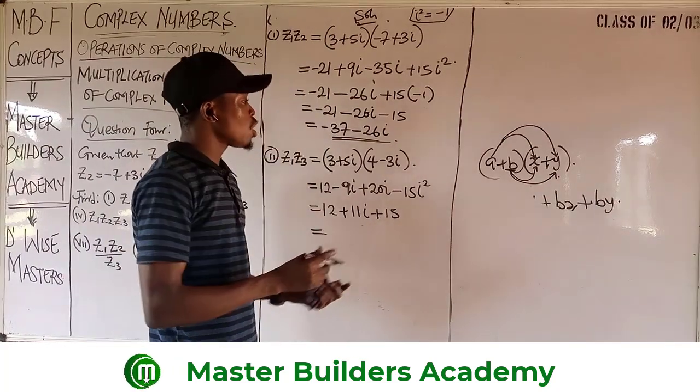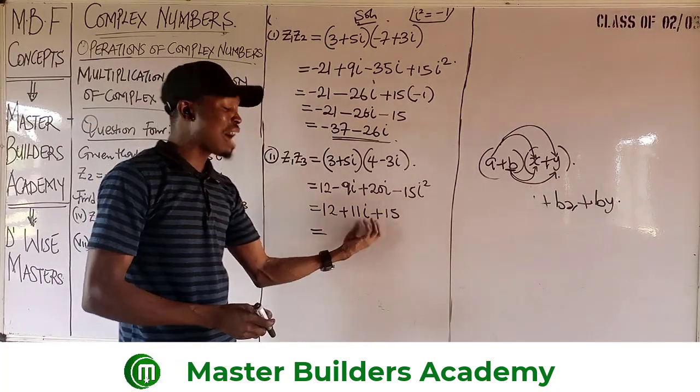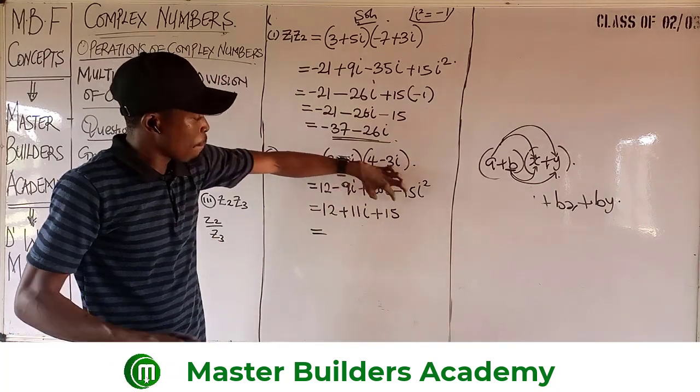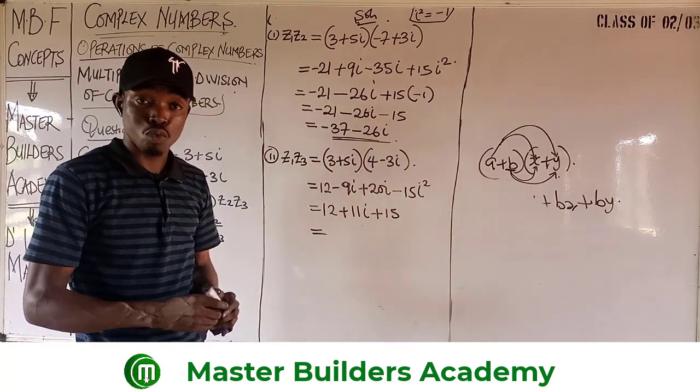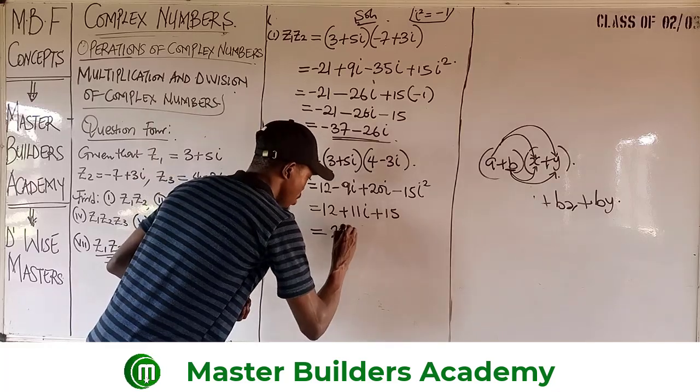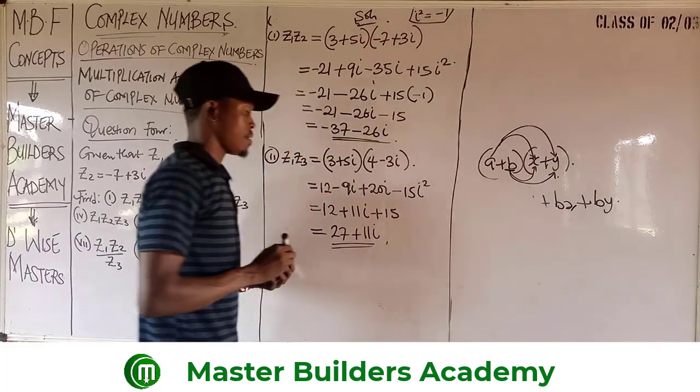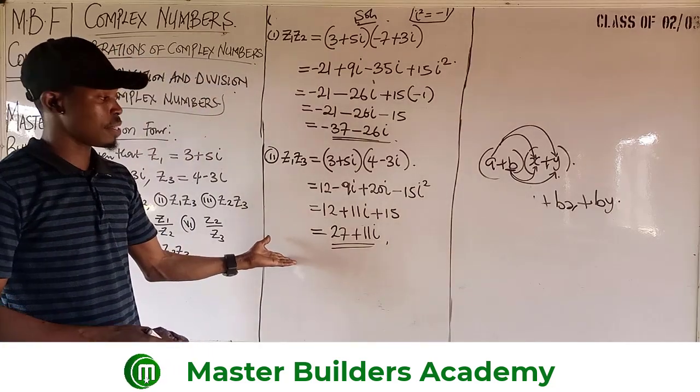And then at this level, what do I need to do? All I need to do is that I have 2 real numbers, then I can add them up together. So 12 plus 15 will give us 27. Then we have 27 plus 11i. It's as simple as this. Just as simple as this.